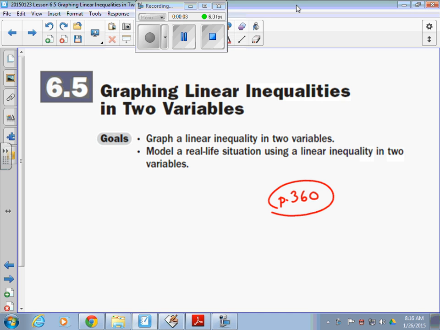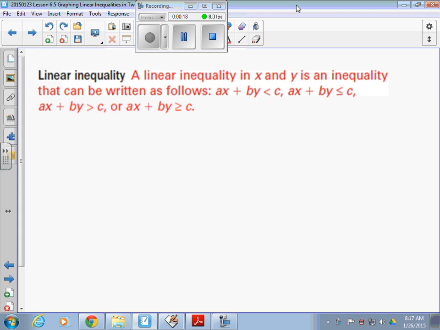All right, today we're looking at lesson 6.5. This is Algebra 1, graphing linear inequalities in two variables. First goal we have is to graph a linear inequality in two variables and then use those types of things to model real-life situations, beginning on page 360 in the textbook. Got a few definitions to start.